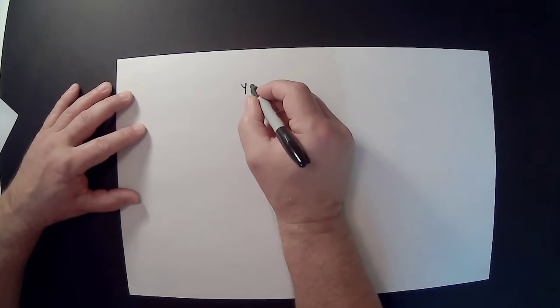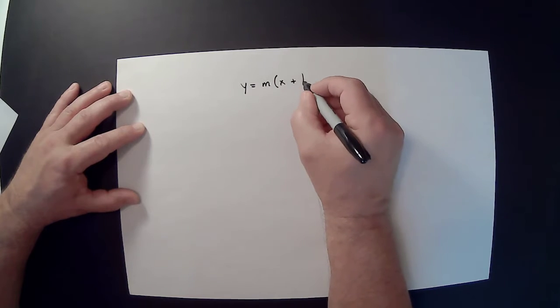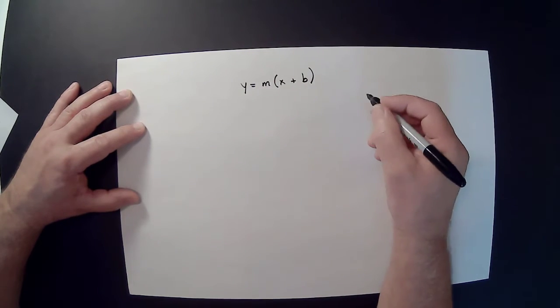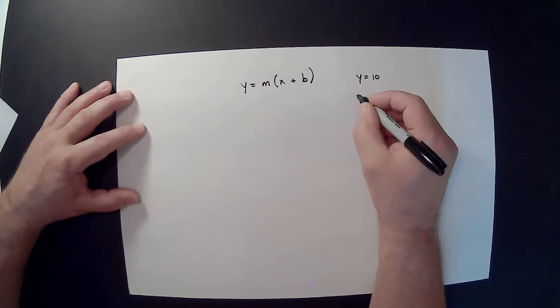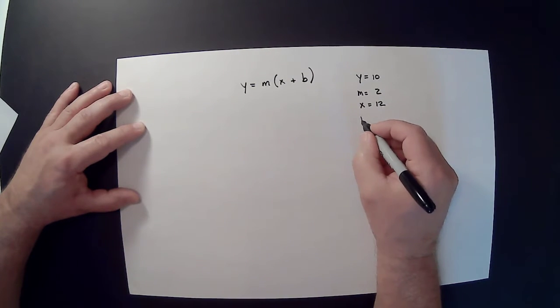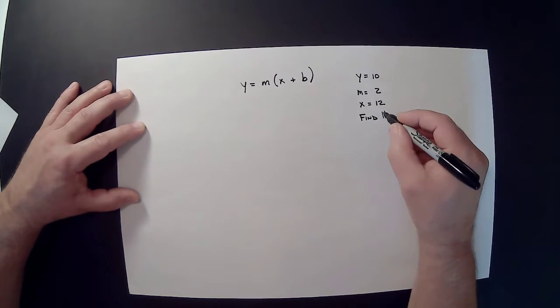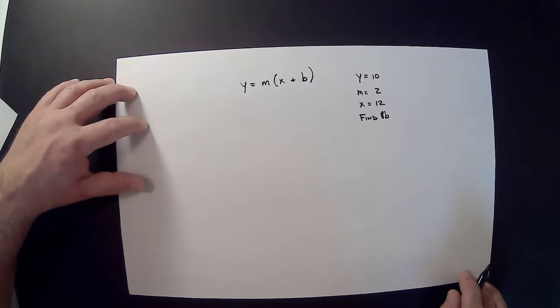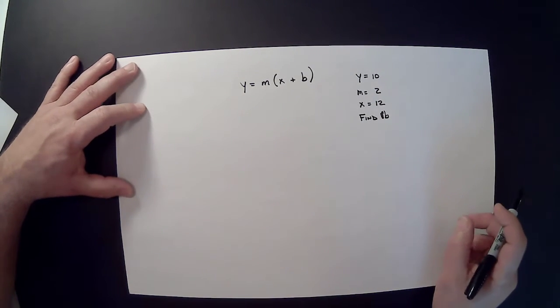Practice problem 2. Y equals m times the quantity x plus b. Again, y equals 10. M equals 2, x equals 12. The unknown to find is not x, but b. Again, we want to get b by itself.